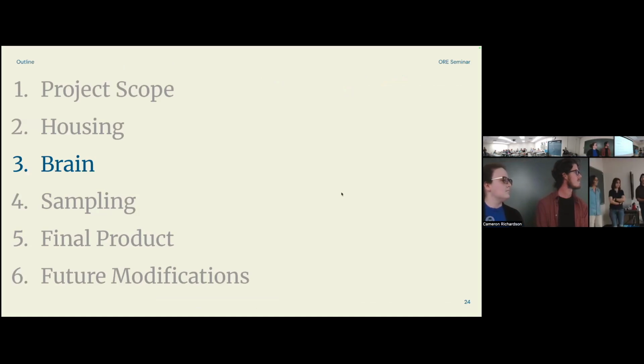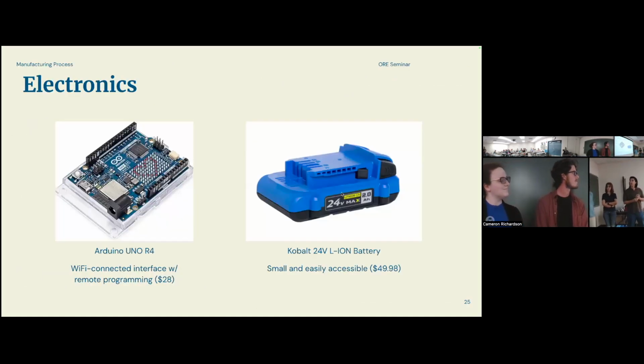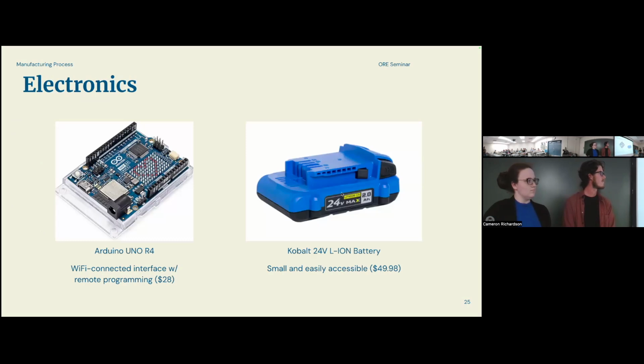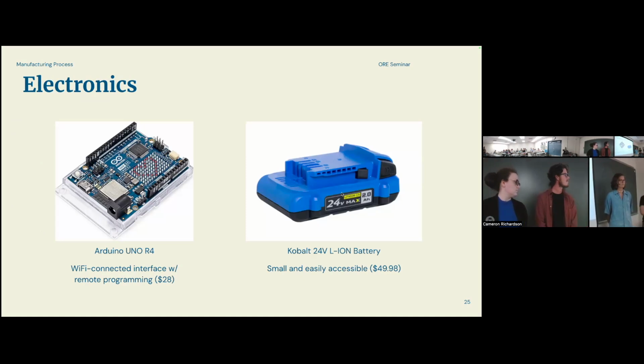So I'm going to go into the brain of our system. The two main components that go into our electronics were our Arduino Uno R5, which is a Wi-Fi connected interface for remote programming, that ran us about $28. And then we had a Cobalt 24-volt lithium-ion battery, which is small and easily accessible. You can get it at Lowe's or any other hardware store that you're looking for. And that was about $49.98.